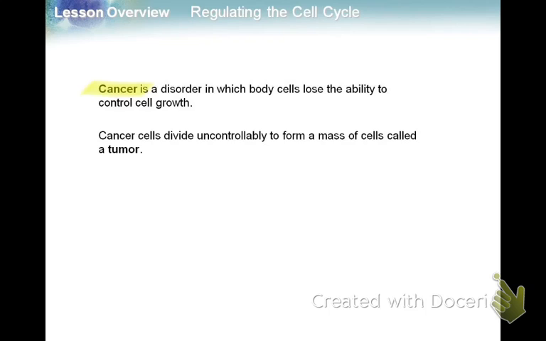Cancer is when cells lose the ability to control the cell cycle. It's basically uncontrolled cell growth. The mass of cells that forms is called a tumor. In normal conditions, cells that have lost this ability should undergo apoptosis.